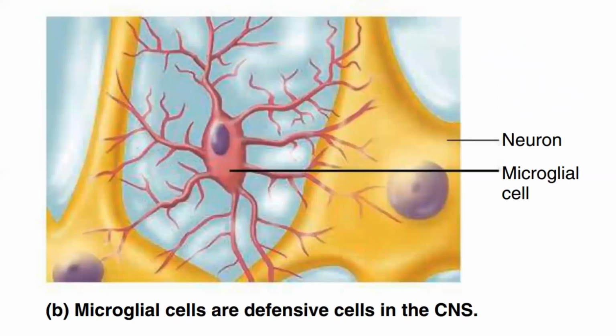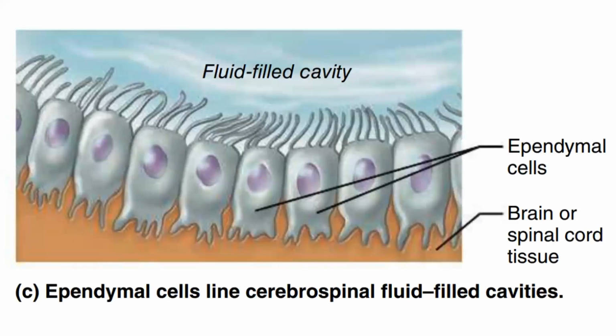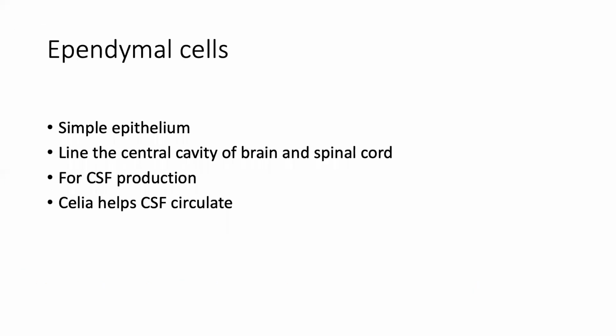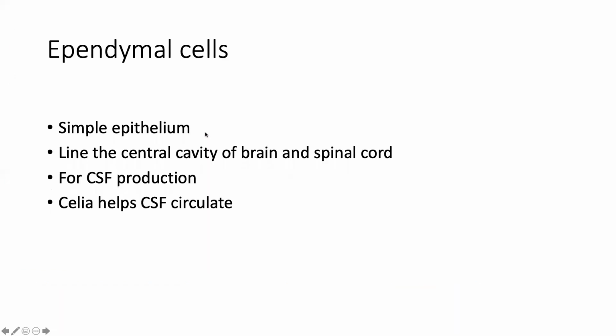So this is the microglia cell. Again, I believe you know this already. Least abundant, smallest, phagocytic function. They derive from the blood cell monocyte. An ependymal cell here, they look like a columnar epithelium, and their job is to line the cavities in the brain and spinal cord for CSF production. They do have little cilia here, as you can see. Their job is to facilitate the CSF circulation.